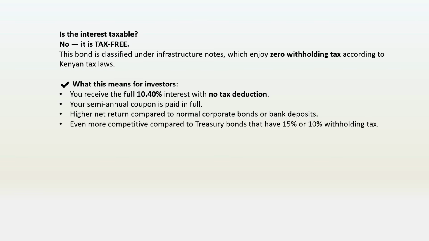So 10.4% times your 50,000, you divide that figure by 2. That amount you receive in June, the other one now in December. In full. You can't get this anywhere, even in money market fund. There is always management fees and tax, withholding tax. For this one, there is no tax at all. So your semi-annual coupon is paid in full.